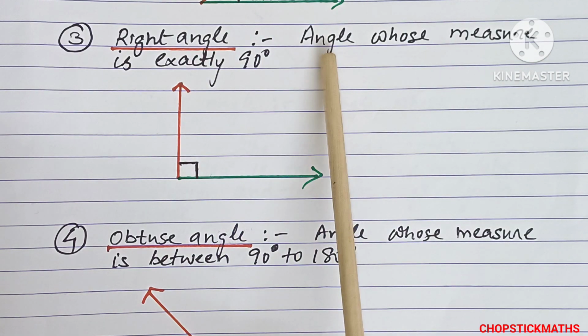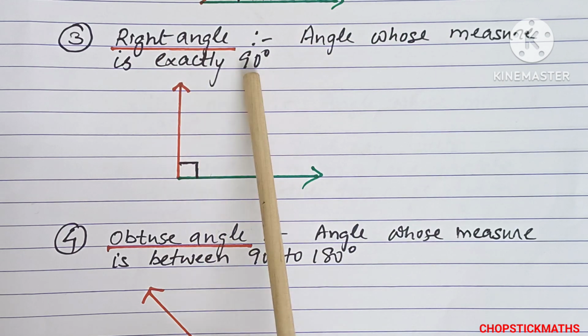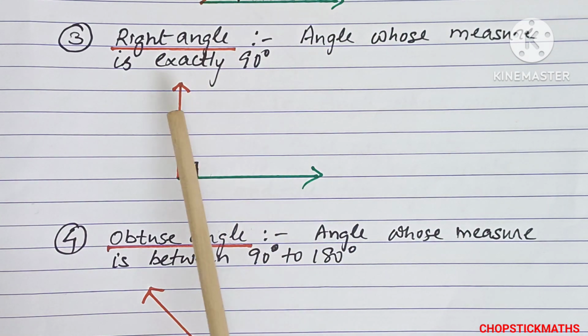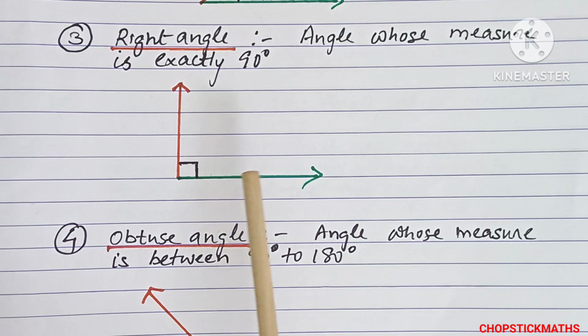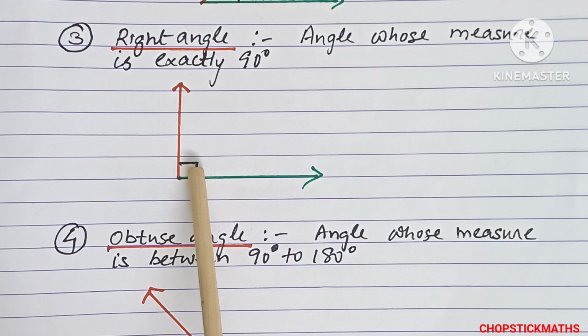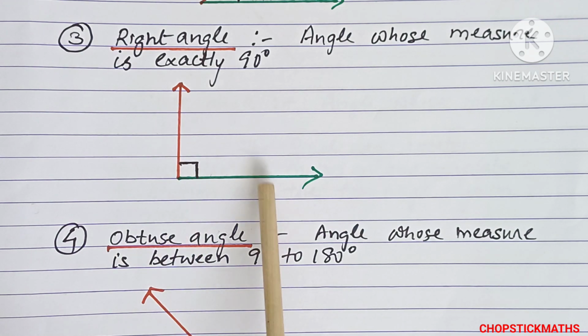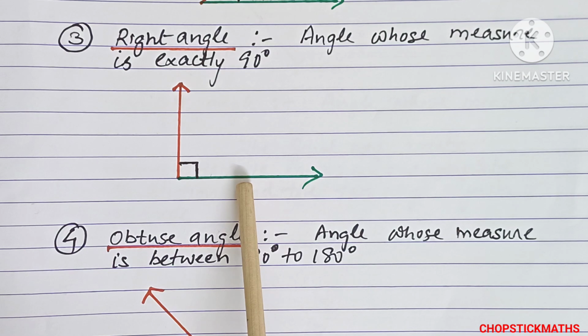Right angle. Right angle is an angle whose measure is exactly 90 degrees, and it is indicated by this corner of the square. So this corner of the square indicates that the angle is 90 degrees or measures 90 degrees.